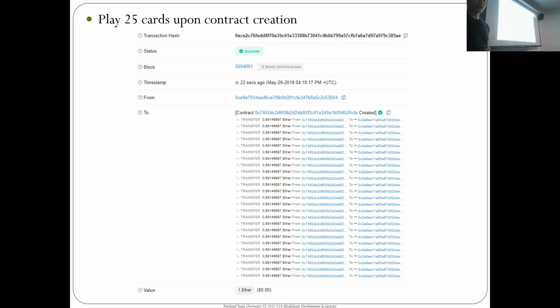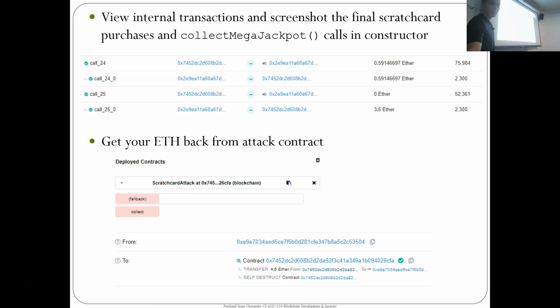And then when you deploy that contract, you can immediately go into Etherscan, and you should see this. The contract has been created, and then a whole bunch of transfers have happened in the contract creation from the constructor. On Etherscan, I'm going to have you go into the internal transactions of that deployment hash. At the very last call, you should see that the collect mega jackpot call in your constructor transfers the last 3.5 ether back to your contract. And then you can call self-destruct to get all of it back, 4.5 ether.